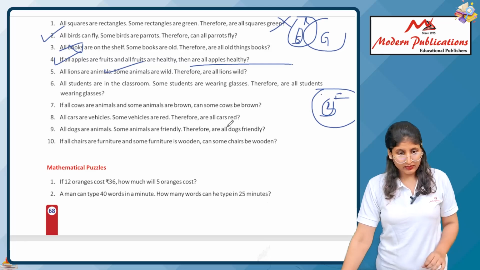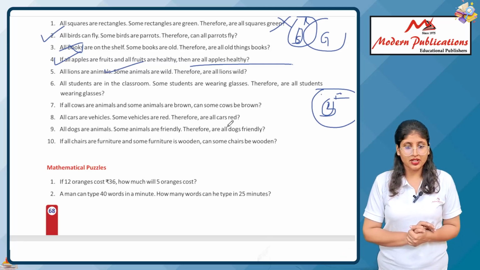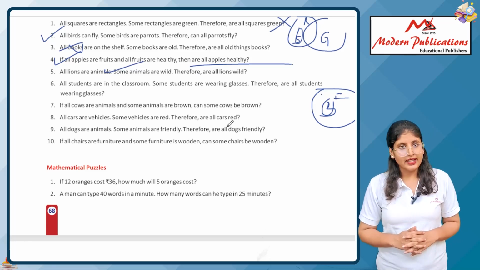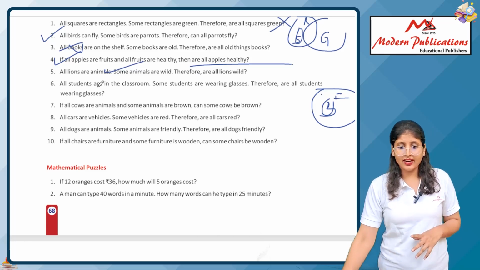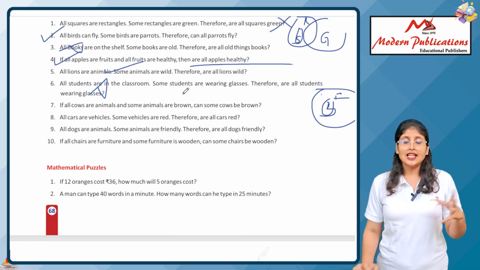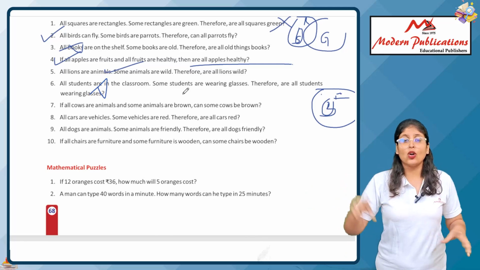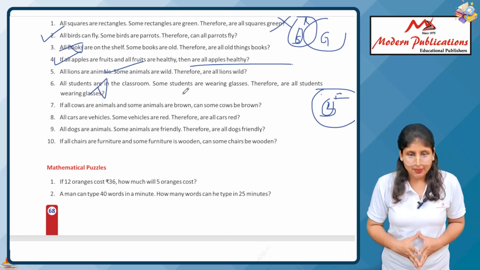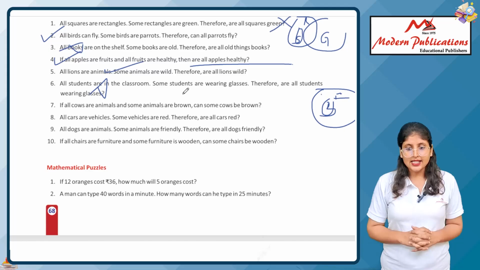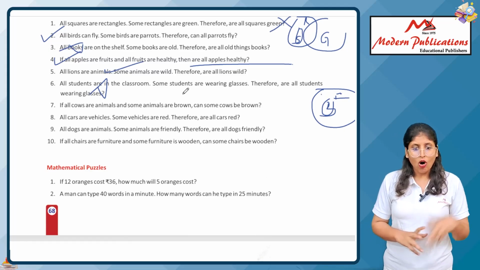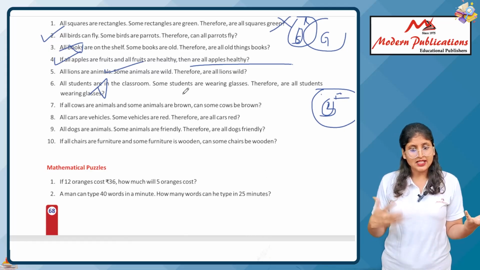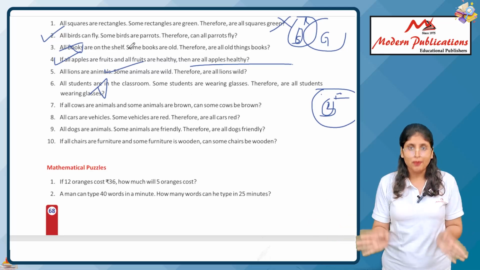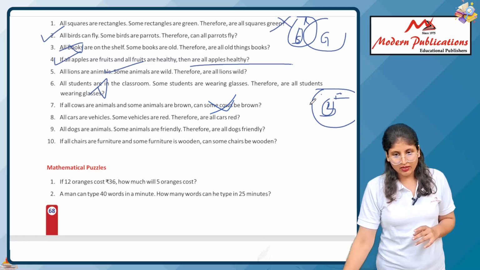Okay. Next is the sixth. All students are in the classroom. Some students are wearing glasses. Therefore, all the students wear glasses? No, we can't say. It's mentioned some students wear glasses, but all students don't wear glasses. Okay. Next, if all cows are animals and some animals are brown, can some cows be brown? Some are brown, but we can't say all cows are brown. So we will say cross.